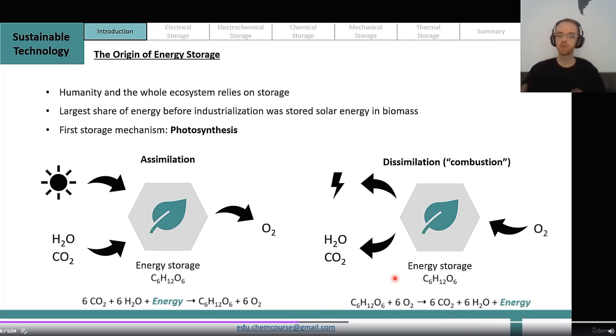So basically, we used this molecule C6H12O6 as an energy storage to first save energy in the assimilation and then release the energy in the dissimilation. And you will readily see that we as humans are usually on this dissimilation process side. So we are eating this kind of sugars, and we are breathing oxygen to convert these into energy from which our bodies can function.